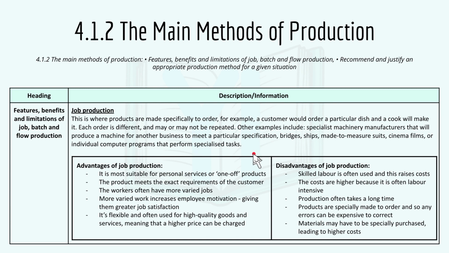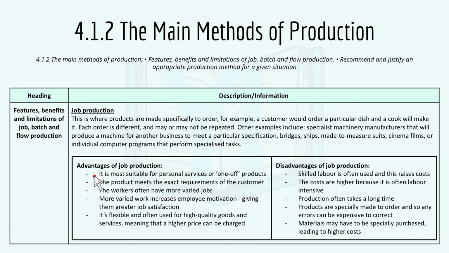This is where products are made specifically to order. For example, a customer would order a particular dish and a cook or chef will make it. Each order is different and may or may not be repeated. Other examples include specialist machinery manufacturers that will produce a machine for another business to meet a particular specification, bridges, ships, made-to-measure suits, cinema films, or individual component programs that perform specialized tasks.